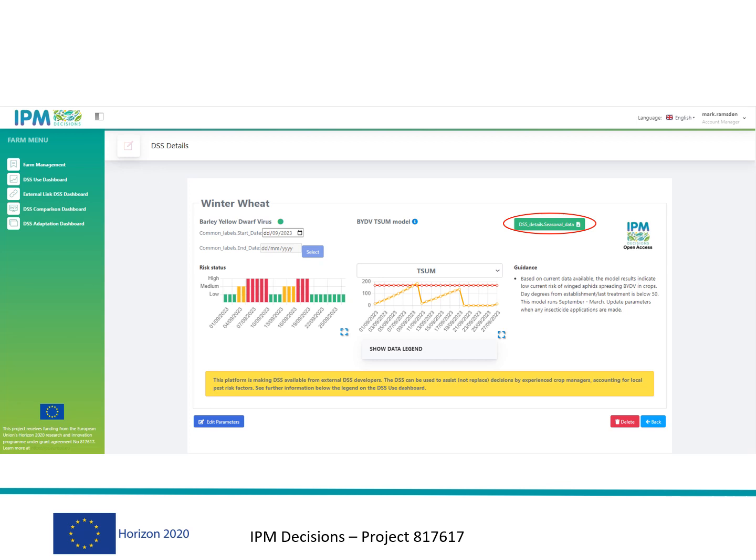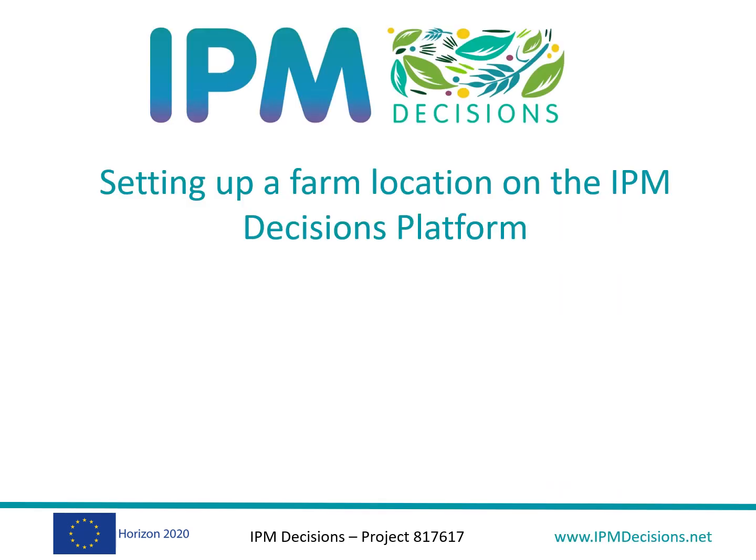So how did we set up this location? This is through the Farm Management tab on the left-hand side, and this is where you'll be taken when you initially register on the platform. Now I will show you how to set up a farm location on the IPM Decisions platform.